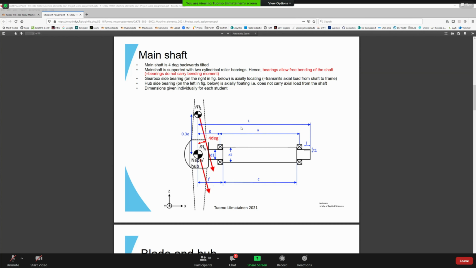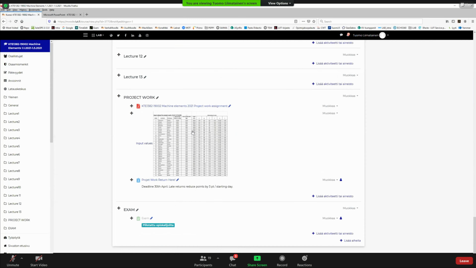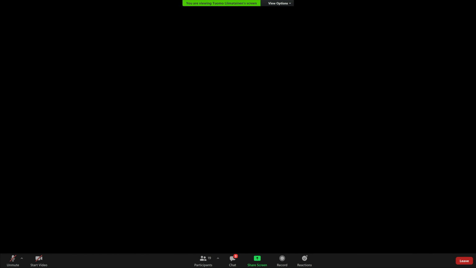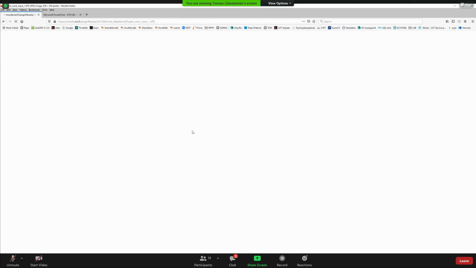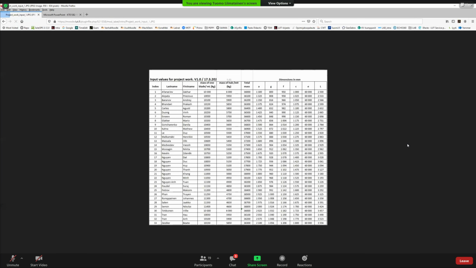And here you can see the designation for different dimensions. You have individually been given dimensions. So if you look at the Moodle, this project work, you can find this Excel sheet showing what is your value for each of the designations, including also the mass of the blade and mass of the hub.